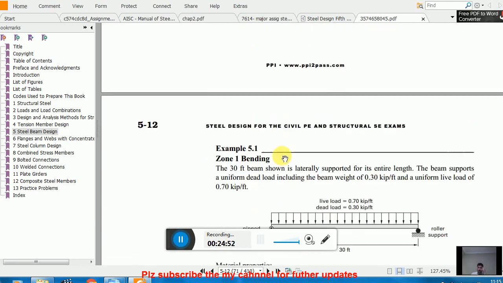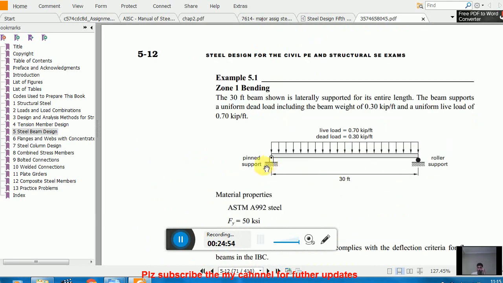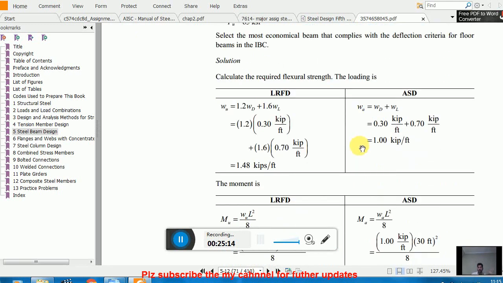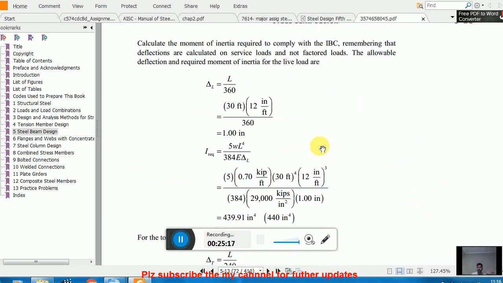Now because the beam is laterally supported for its entire length, remember, this sentence is very important, because this sentence puts you in zones, zone 1, zone 2, zone 3. As the beam is entirely supported, LB equals 0. We all know, and I discussed it in lecture number 1 too.